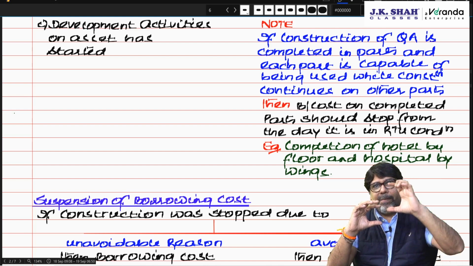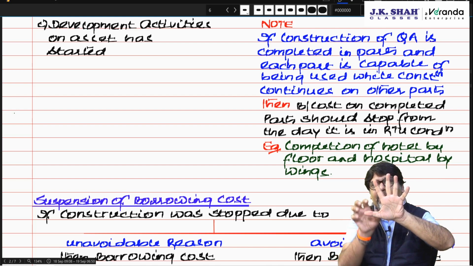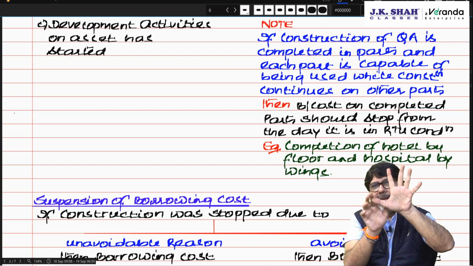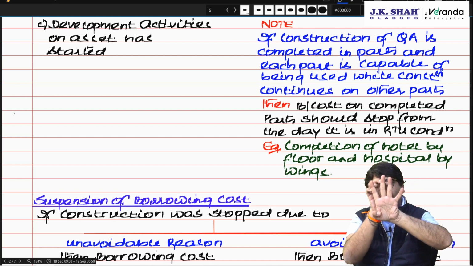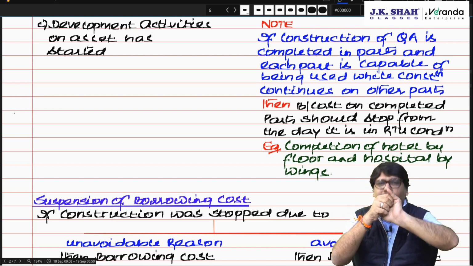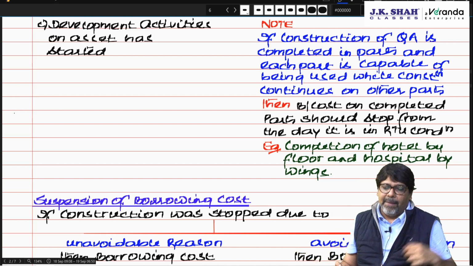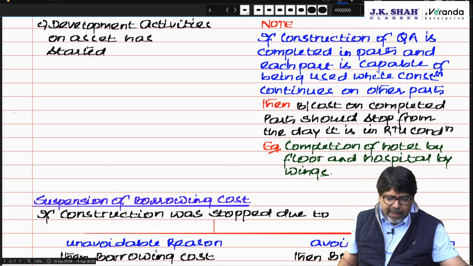Suppose there are 5 floors. You will allocate the borrowing cost to all five. Then one got completed. Borrowing cost on this you will not capitalize. Borrowing cost will be capitalized on the remaining 4. Then this got completed, then you will capitalize borrowing cost on these 3. Then these 2 got completed, then you will capitalize borrowing cost only on the one remaining asset. Am I clear? I have given examples of this.